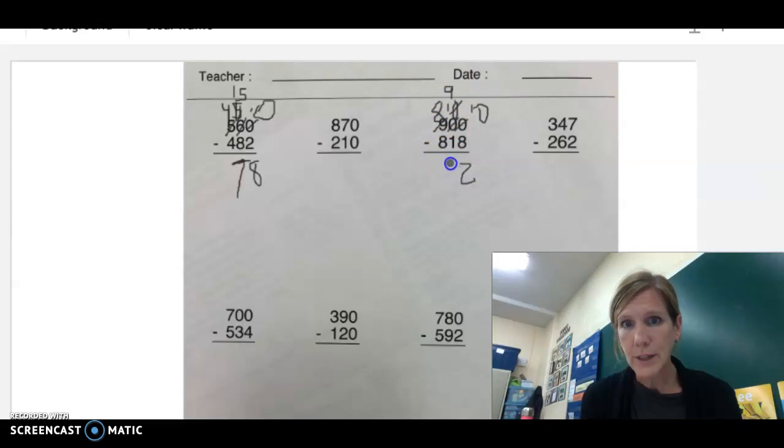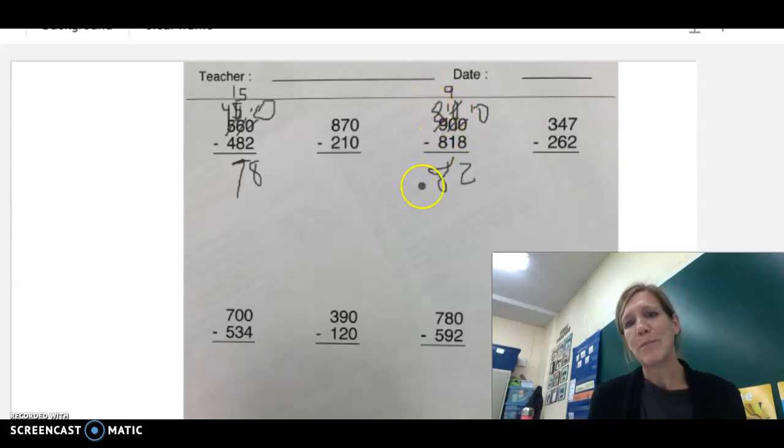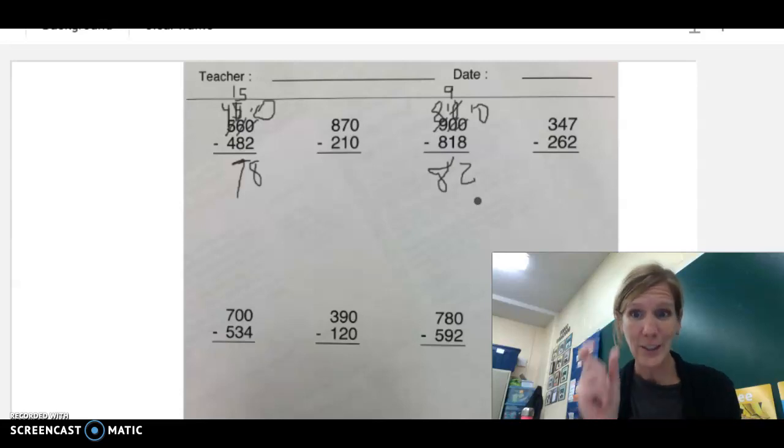Uh-oh. Stuck. Sorry, 8. That should have been in my tens column. And 8 minus 8 is 0. Okay, now yours is going to look much neater, and yours are going to stay in the correct place. Mine is a little bit messy, but that's because I'm trying to do it with my trackpad.